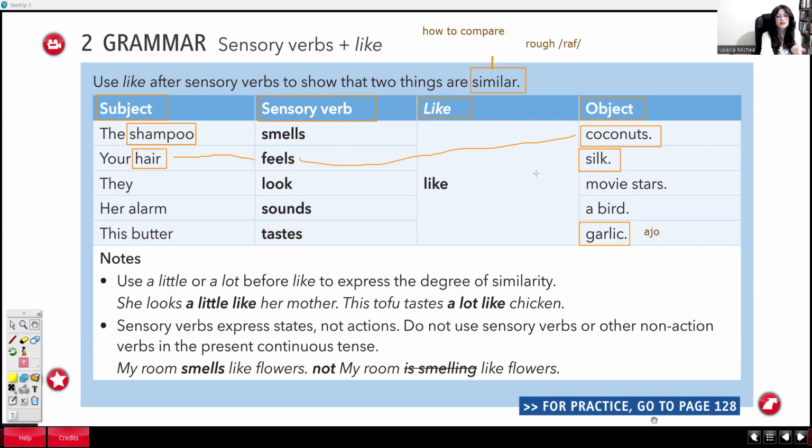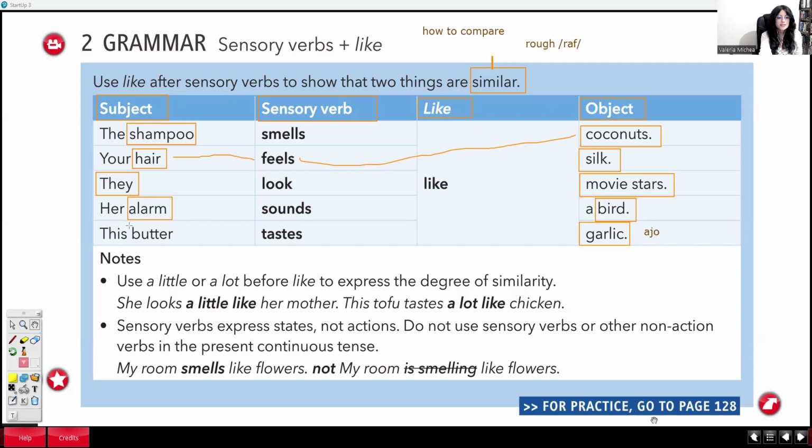So, for example, they look like movie stars. What are we comparing? People, we don't know how many, but they look like movie stars. It makes sense because you can have people who look like movie stars. It's not too weird. Then we have her alarm sounds like a bird. You are comparing two things that have something in common, the sound. So it is possible, right? That's why I'm emphasizing the similar idea.